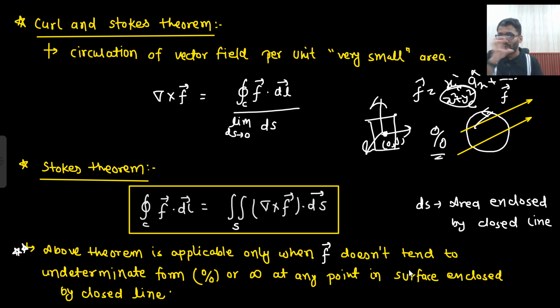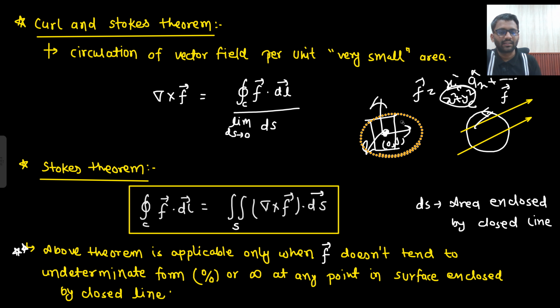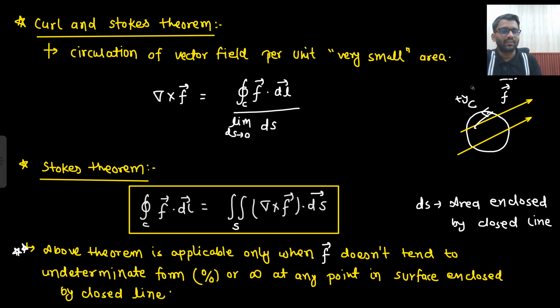So you need to check all the points, like always we will check 0 comma 0 only, because that is the point where I can get an indeterminate form. So if 0 comma 0 is making my vector field function indeterminate, then that is an issue for me. We will see an example in the next, most probably in the next lecture, where the theorem will not be applicable.